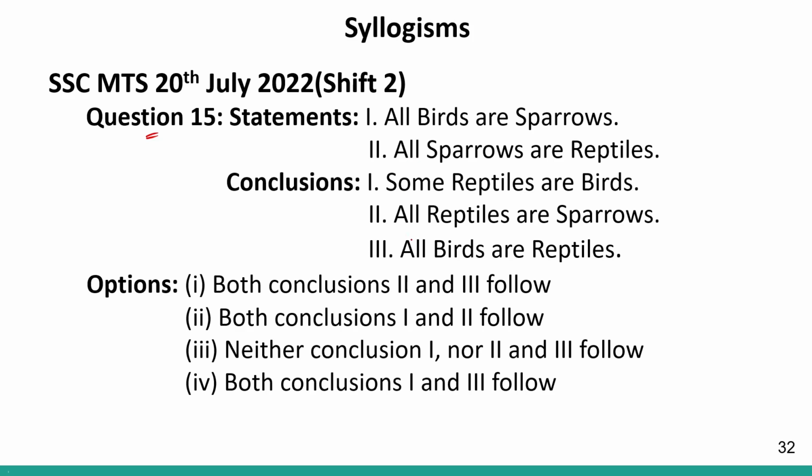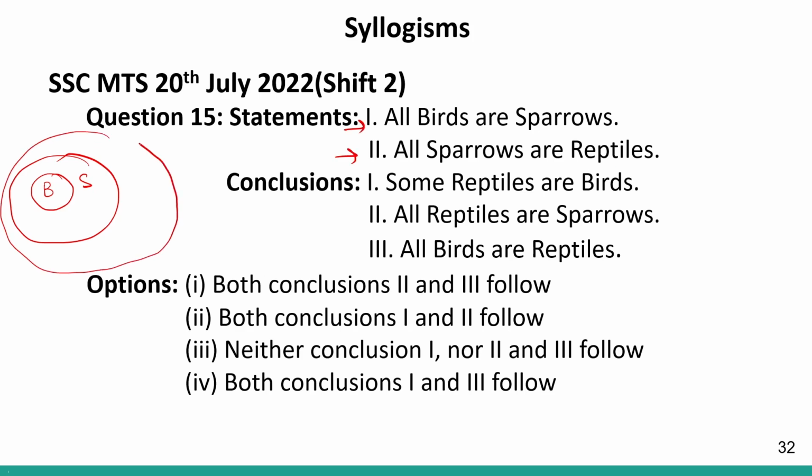Set of 2 statements and 3 conclusions. Statement number 1 says all birds are sparrows. So all birds, let me draw it over here. All birds are sparrows can be represented like this, correct? Second one says all sparrows are reptiles. So all sparrows are reptiles can be represented like this, correct? So this will be my Venn diagram. Now let us look at the conclusions.